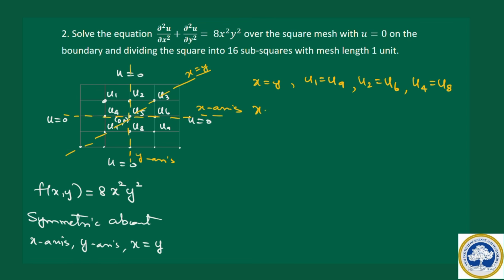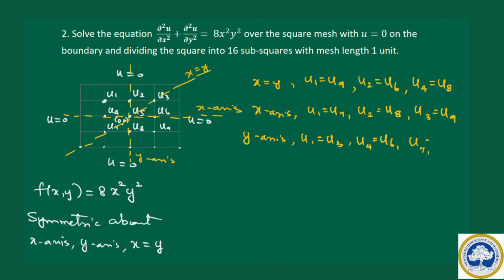Similarly for x-axis, we have to fold this square mesh about the line x-axis, which means u1 and u7 will coincide, u1 equal to u7. Similarly u2 equal to u8. Similarly u3 equal to u9. Similarly we can also write the symmetric property for y-axis. For y-axis we have to fold the mesh vertically, that is u1 will coincide with u3, u4 will coincide with u6, and u7 will be equal to u9, right?